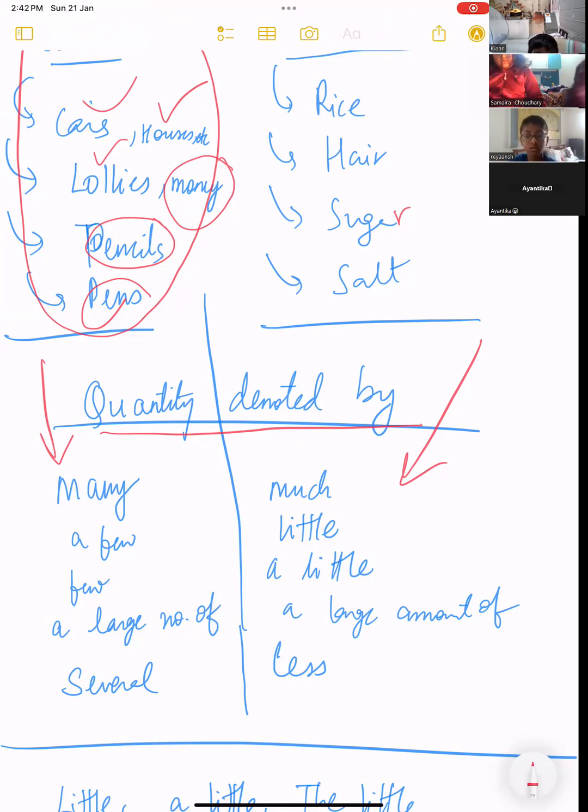Yes. We will say less, right? Okay. But we will not say fewer, because when I denote few, it means I can count it. So do you think rice is a countable noun, Reyansh? You can count the number of rice on your plate? No, ma'am. No. Can I count my hair, Reyansh?